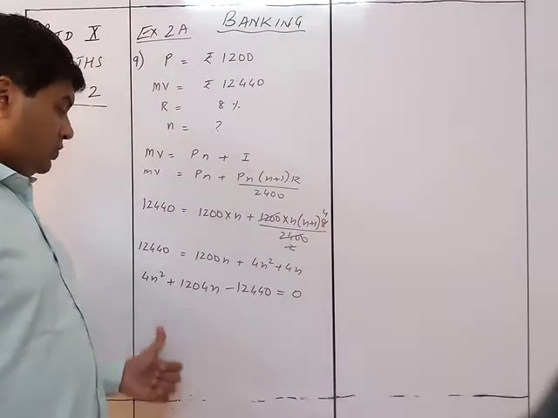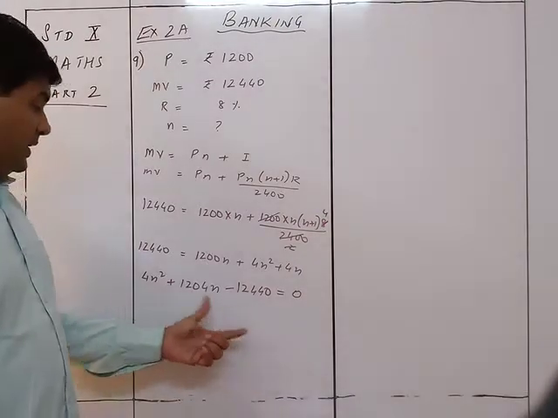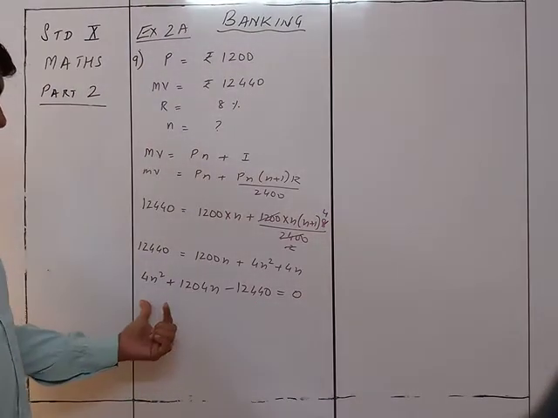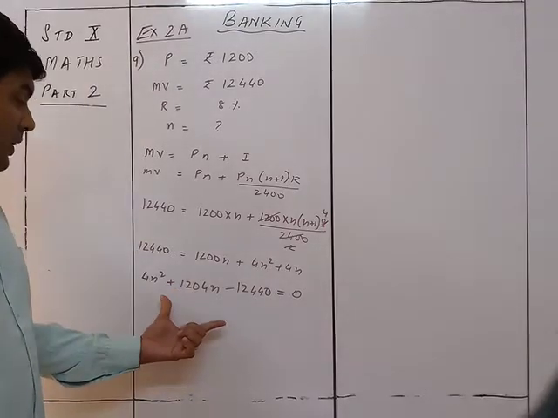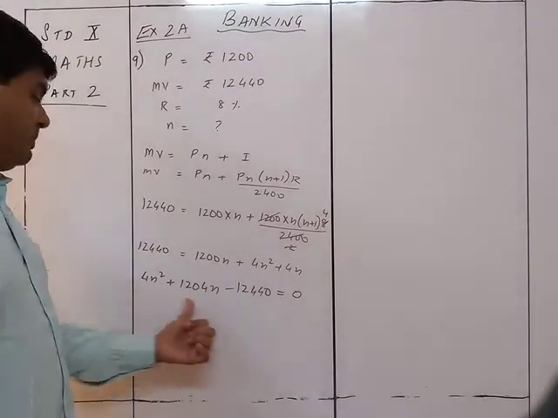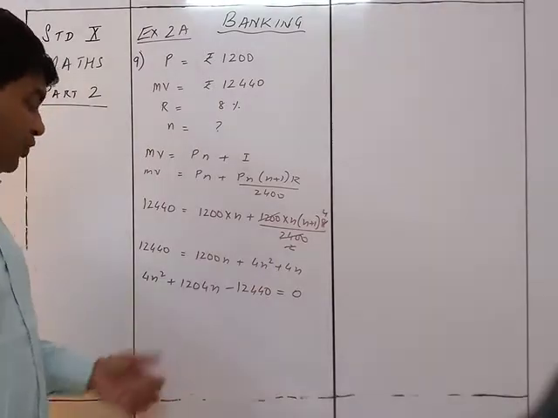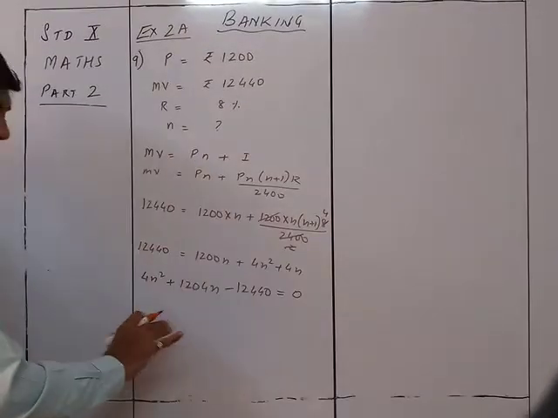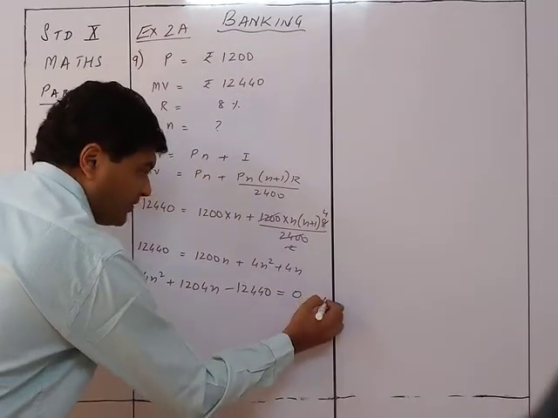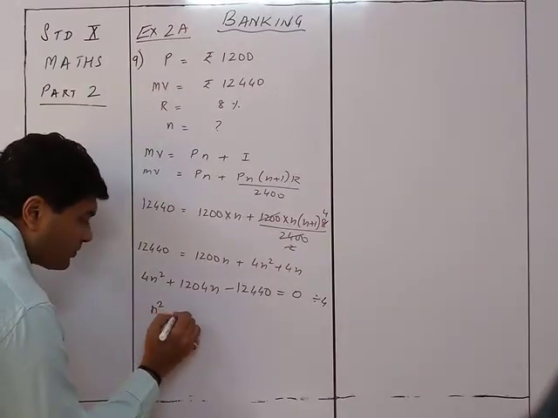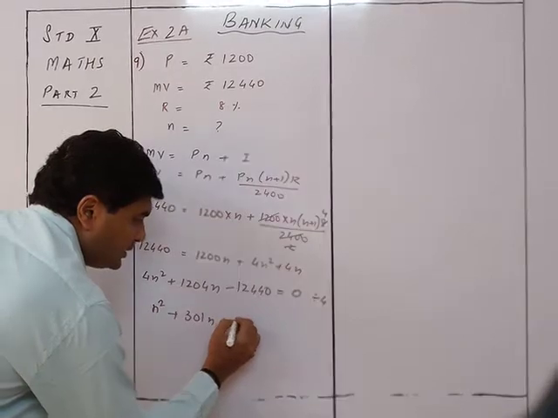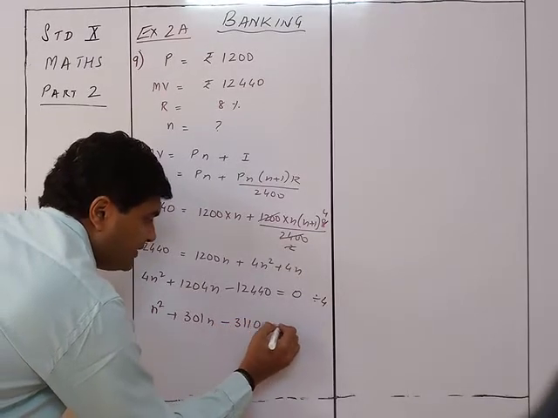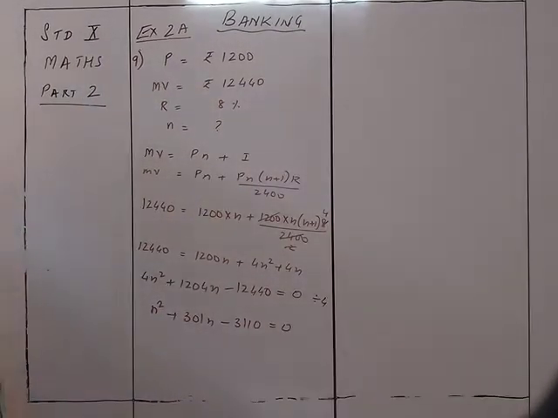This is going to be the tough task. Multiplication of this and this and sum being this thing, difficult to split. But normally you will find that they will be such that they are divided by 4. So it will be dividing by 4. We get N square plus 301N minus 3110 is equal to 0. Okay.